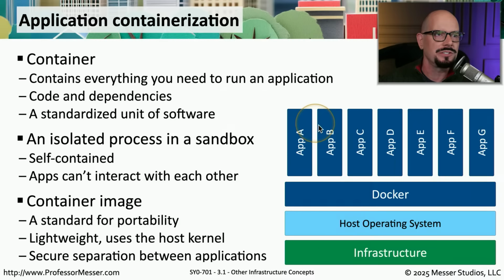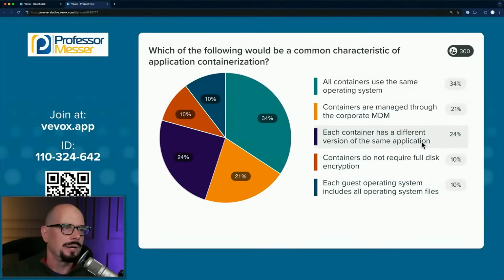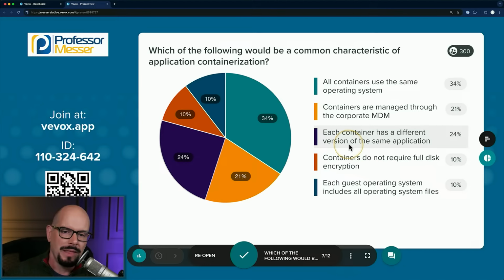This could be a web server. This could be a database server. This could be a graphics conversion server. This could be a file server. You get the idea. These could be very different applications. The only thing that's alike amongst all of them is they are designed to run on a single operating system. They all share the same operating system that's there. So it would not have a container with a different version of the same app, although you could. That's not a common characteristic of application containerization.